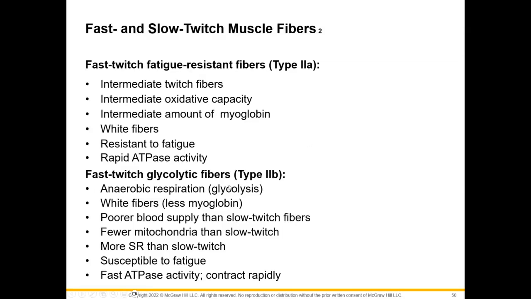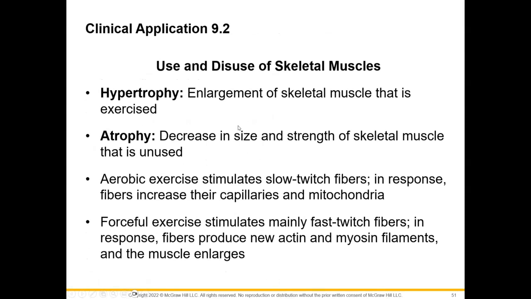And then you have the fast twitch glycolytic fibers, or type 2B. These can undergo anaerobic respiration or glycolysis. They are white fibers, so there's less myoglobin. They have a poorer blood supply than the slow twitch fibers. They have fewer mitochondria than the slow twitch. They have more sarcoplasmic reticulum than the slow twitch. They are susceptible to fatigue. And they have fast ATPase activity, so they contract rapidly.